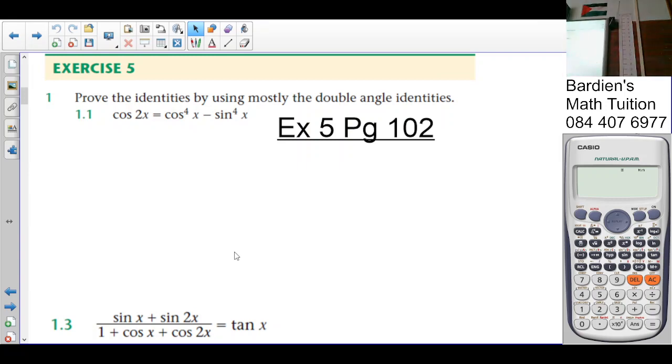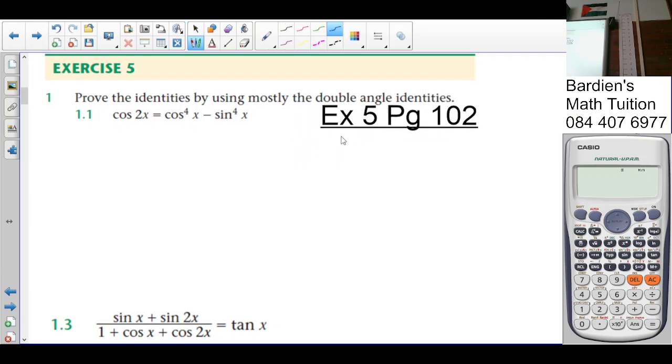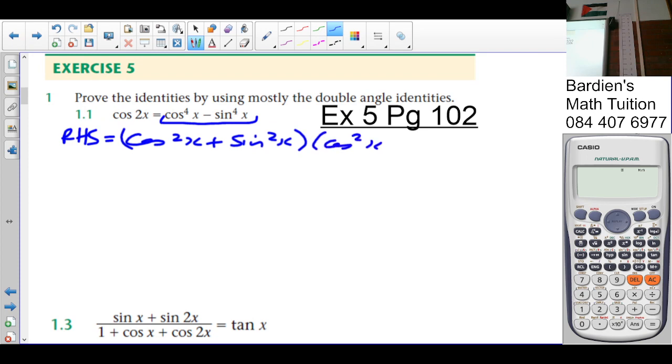So the first question says, prove the identities by using mostly the double angle identity. Okay. So, which side is more complex, the left hand side or right hand side? The right hand side. Okay, let's go with the right hand side. The RHS, right hand side, is equal to, what can happen there? Difference of 2 squares. So it's going to be cos squared x plus sine squared x times cos squared x minus sine squared x.